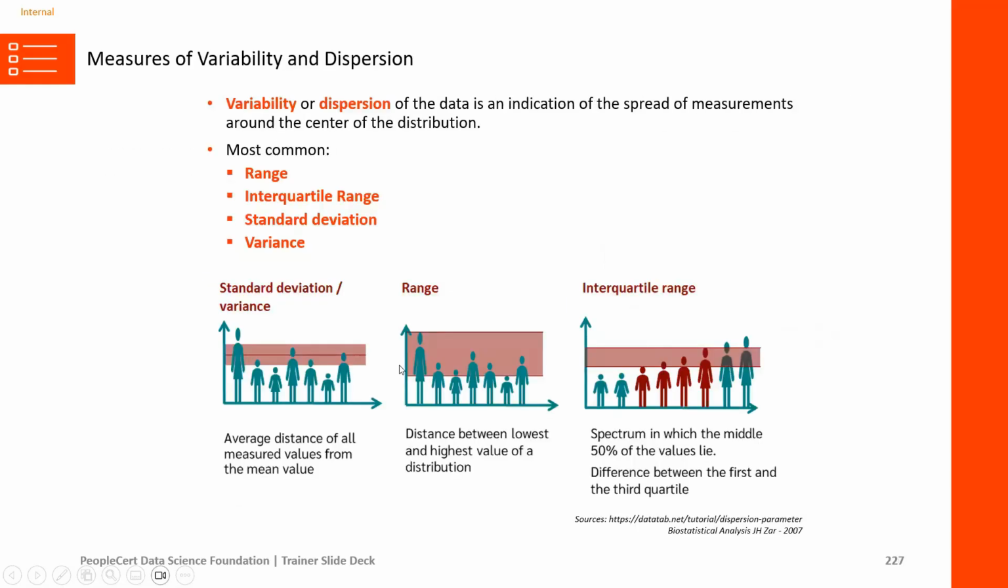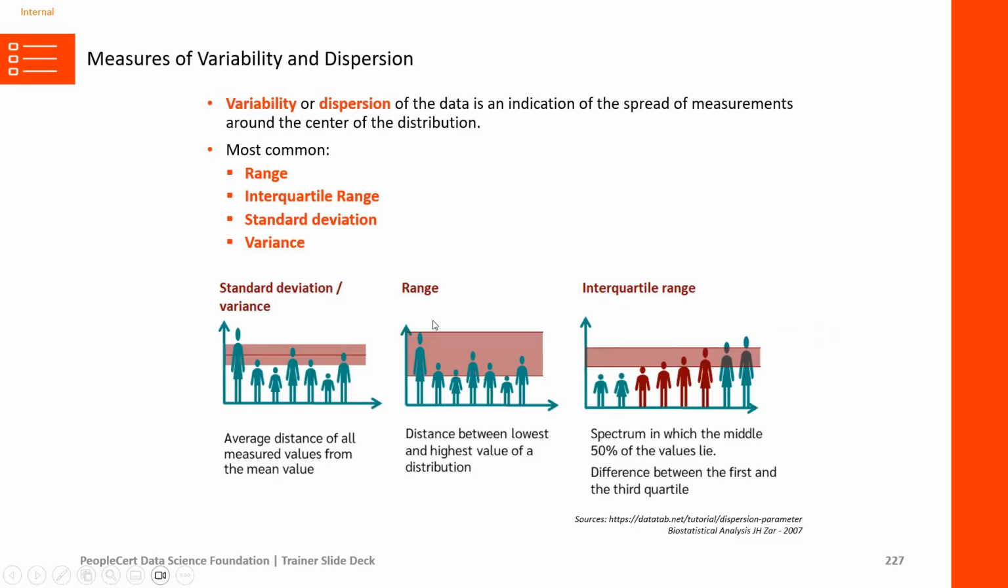So now let's look at the measures of variability and dispersion. The variability or dispersion of data is basically an indication of the spread of measurements around the center of the distribution. So what are the most common ways of measuring the variability or dispersion? The first important one is the range. Range is basically the distance between your lowest and the highest value of the distribution. That's how you define the range.